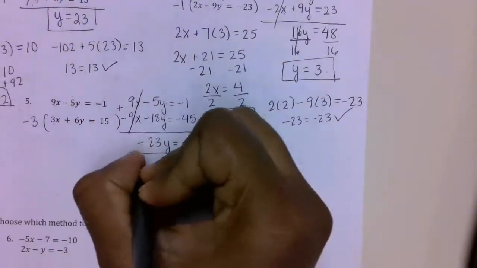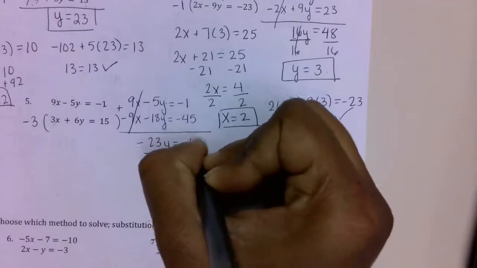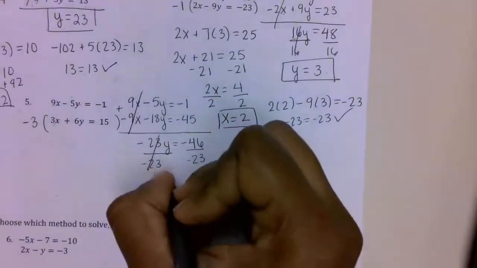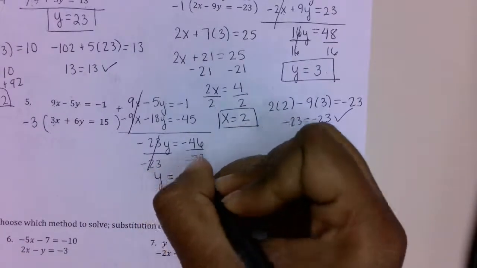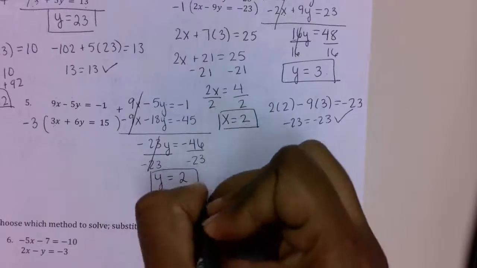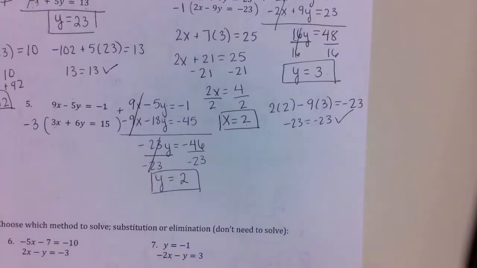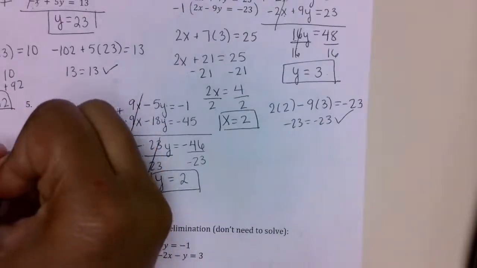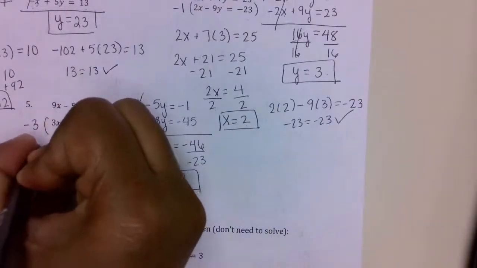Now we're going to divide both sides by negative 23, so y will be by itself, and negative 46 divided by negative 23 is 2. So y is equal to 2. Remember, you cannot stop there. You still have to solve for the x. So you're going to plug in this 2 to either one of the equations. I'm going to go with the first one.